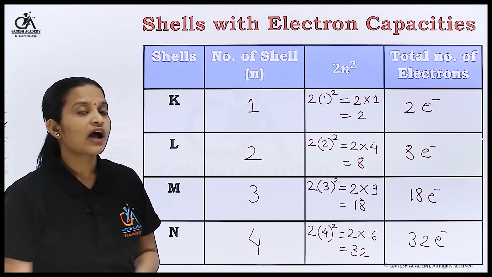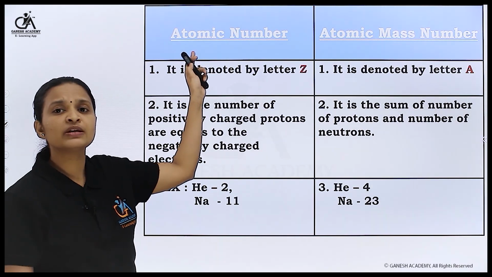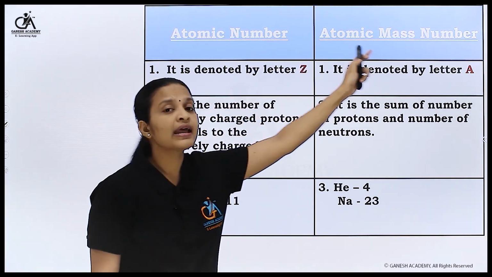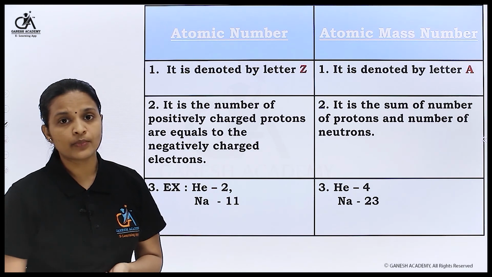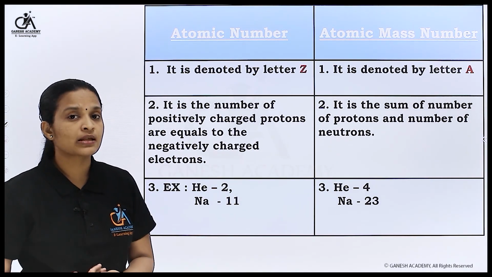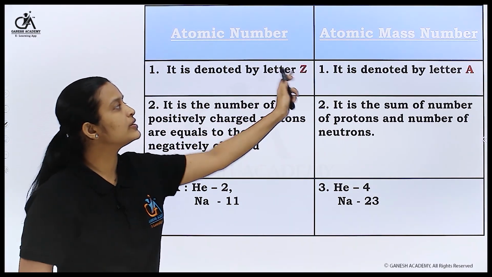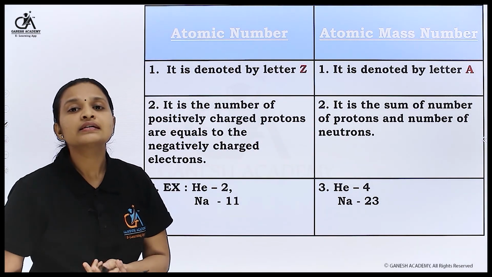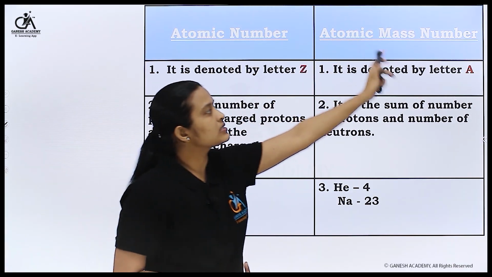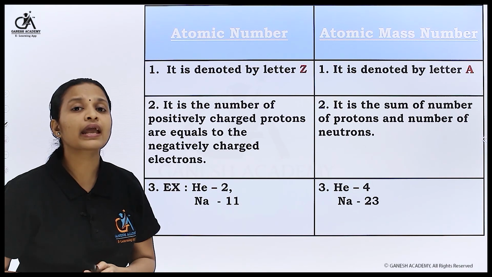Yes, now I will move towards the next point. The next point is the difference between atomic number and atomic mass number. So what is atomic number and what is atomic mass number? The first point is that the atomic number is denoted by the letter Z, and to denote the mass number we use the letter A.